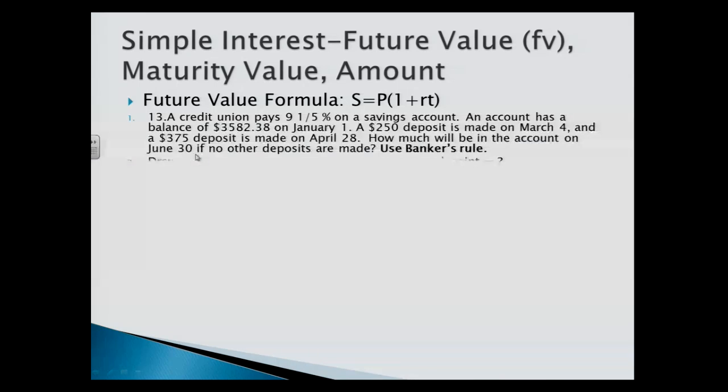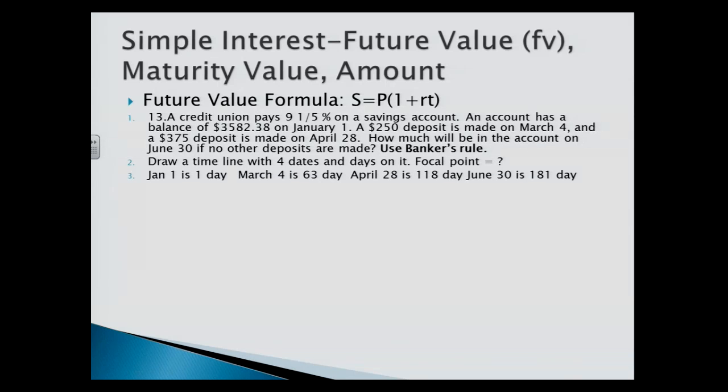Banker's rule, very important. You write the timeline with the 4 dates on it. And the way this is worded, the focal point, or where we will put the value of all the money, is on June 30th. June 30th is the focal point because that's where we want to know the value of the account. So January 1st is the first day, March 4th is the 63rd, April 28th is the 118th, and June 30th is 181.